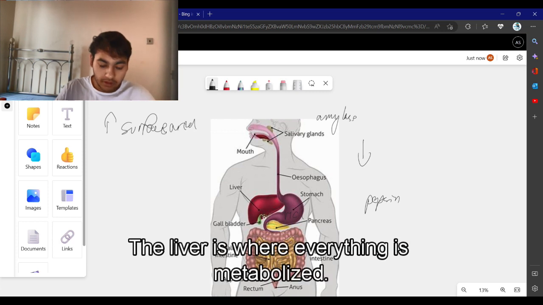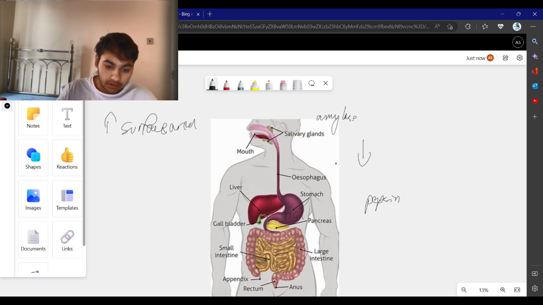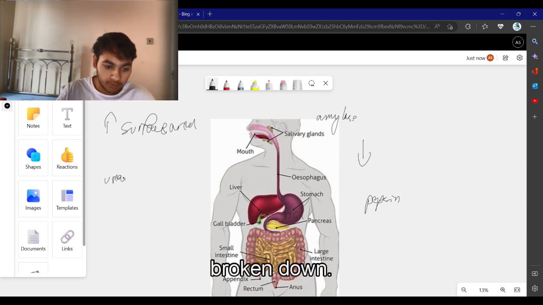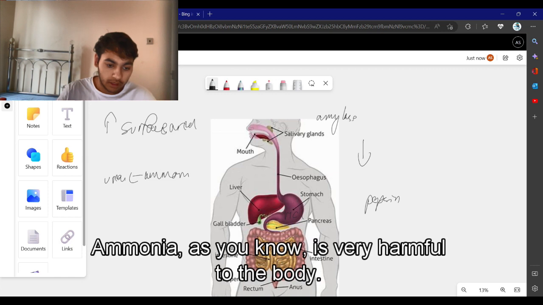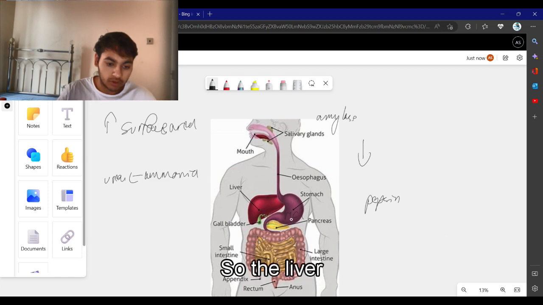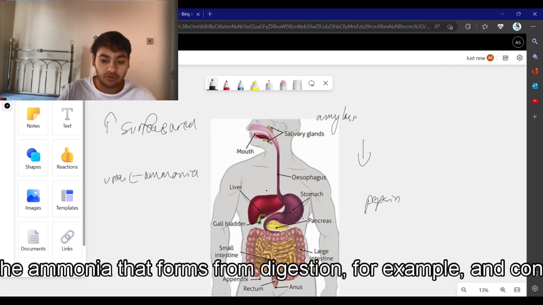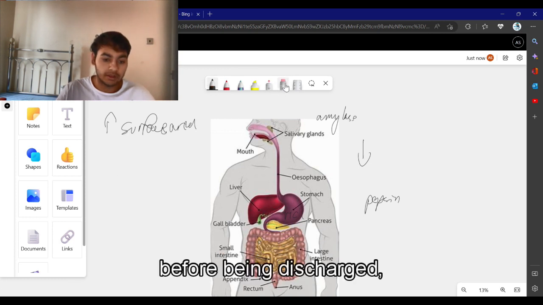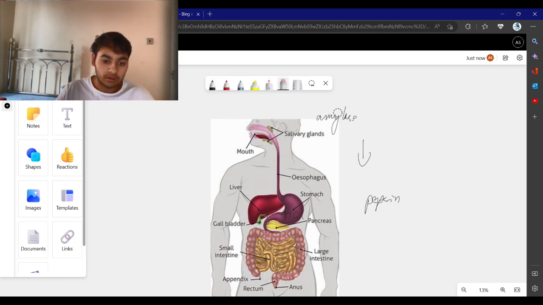The liver is where everything is metabolized. So you just need to know that things like urea, for example, are produced here. Urea is the product of ammonia. Ammonia, as you know, is very harmful to the body. So the liver takes the ammonia that forms from breaking down proteins, for example, and converts it into urea, which is a harmless water-soluble substance that just floats in the blood before being discharged by the kidneys.